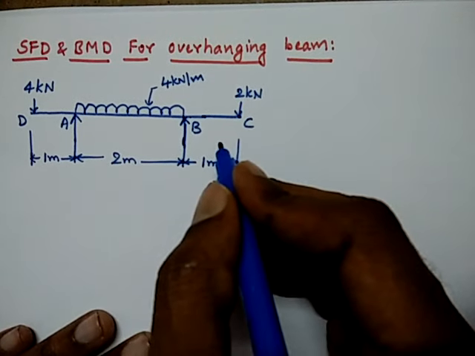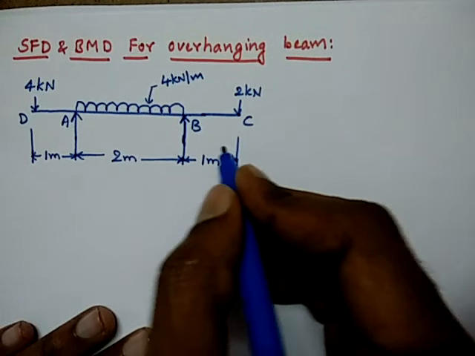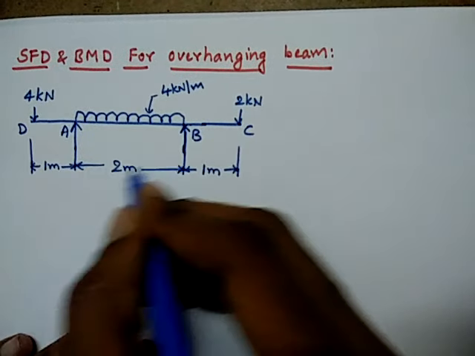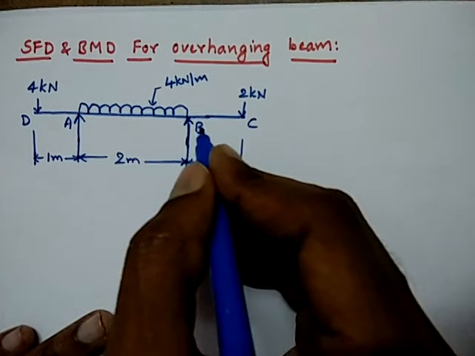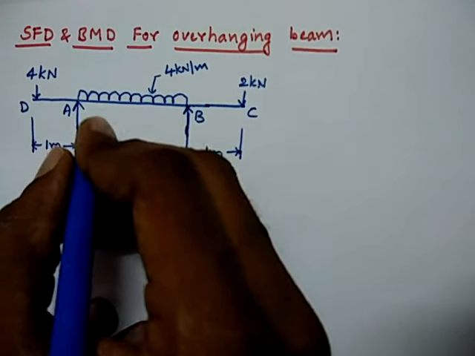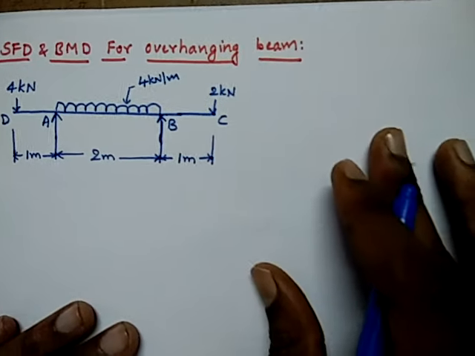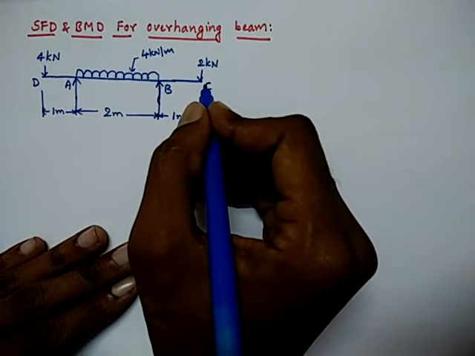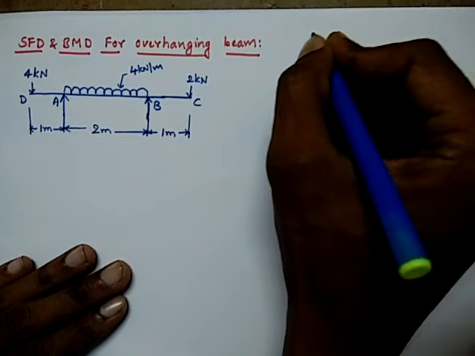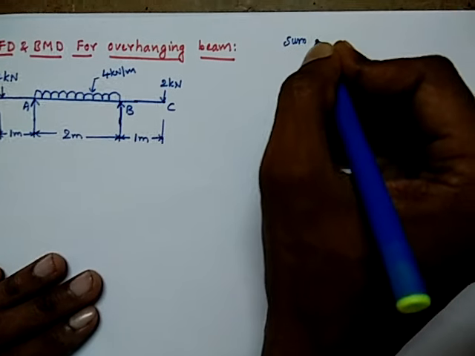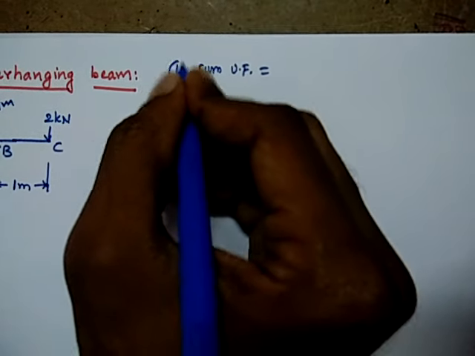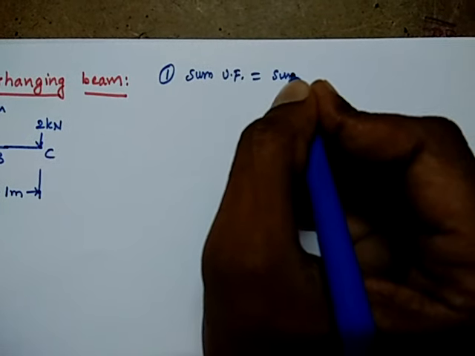First of all, to calculate shear force and bending moment diagrams, we have to find the reactions, because of this loading we'll get reactions at A and B. So RA and RB we have to find out here. To find the reaction forces, we take the condition that the beam should be in equilibrium, such that the sum of upward forces is equal to the sum of downward forces. This is condition number one, to keep the beam in equilibrium.